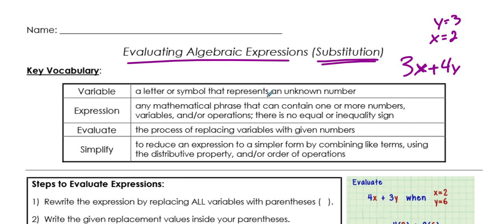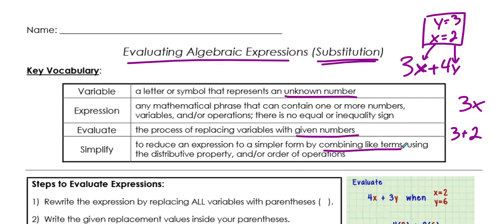So a variable is a letter or symbol that represents the unknown number. Once you know the number, then you can substitute them in. Any mathematical sentence like this is an expression. Evaluating it is the process of replacing those variables with those given numbers. And then simplifying it means we're reducing it into the simplest form. So sometimes that means combining like terms. Sometimes that means evaluating. You're really just trying to make it as simple as possible.